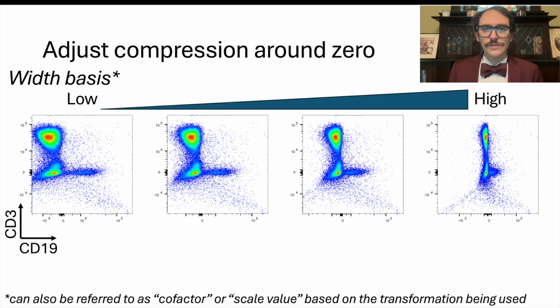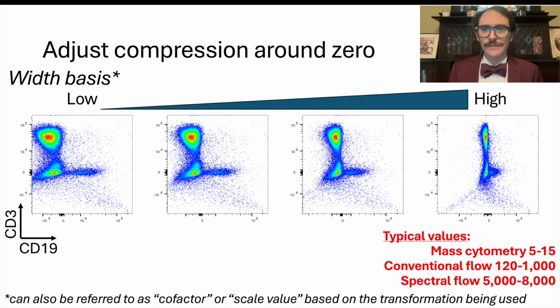The exact values used will be dependent on the experiment, so flow versus mass cytometry, the fluorochrome or metal used, as well as the marker itself. For these reasons, the plots should always be checked. The same scale should also be used for the same marker across samples within a given experiment to maintain fair comparisons.